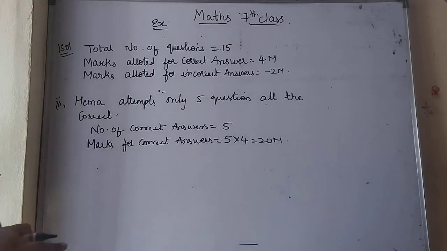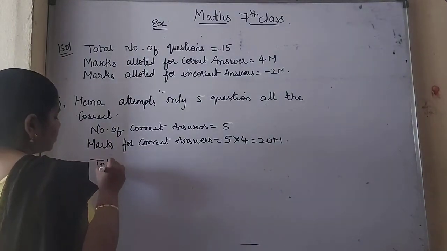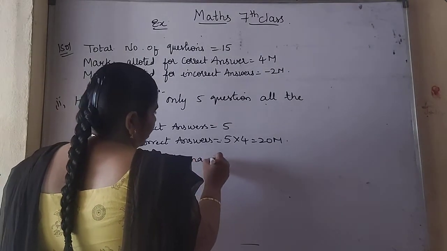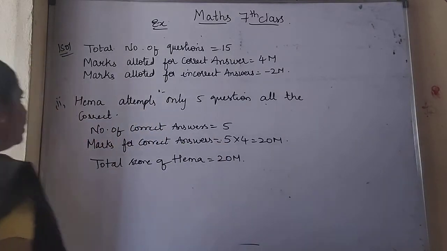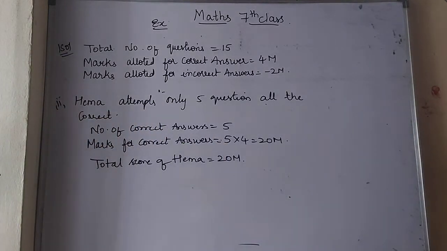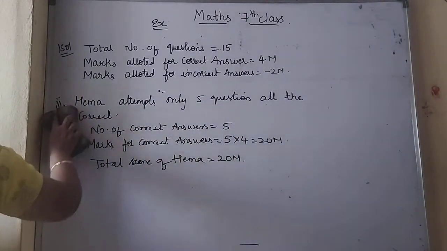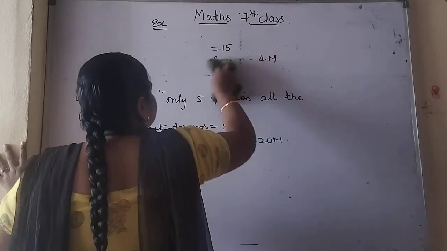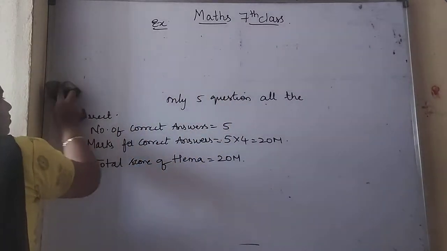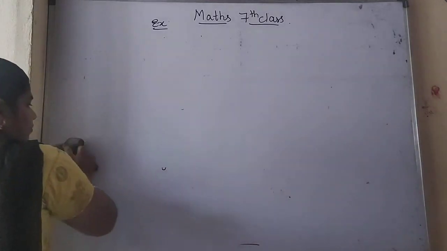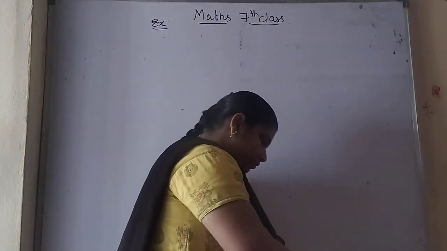So no incorrect answer is there for her. So what is the total score? That will be 20 marks. So total score of Hema is 20 marks. So this is our second bit, is the first one, first question. Next one. So next one here.